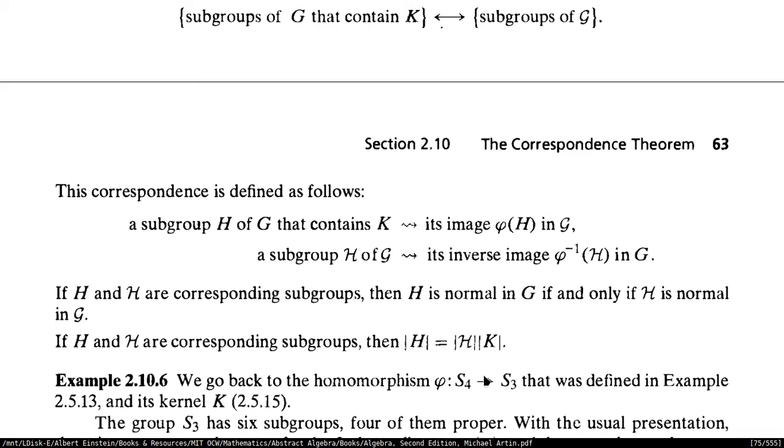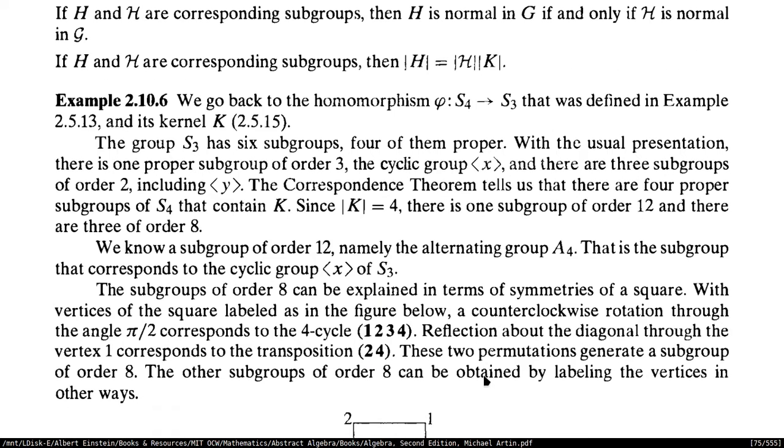Okay, so we have the example 2.10.6. The example that you have is the phi homomorphism going from S4 to S3. That was defined in example 2.5.3, and it has a kernel. So let me just quickly glance at what was 2.5.3.